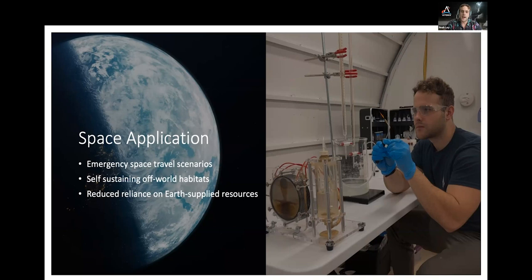So looking at the reduced reliance on Earth-based supplies can really change the way you plan for certain missions to these habitats. Precious cargo, precious space, expensive cargo from Earth can be kept again to the resources that can't be created off-world.